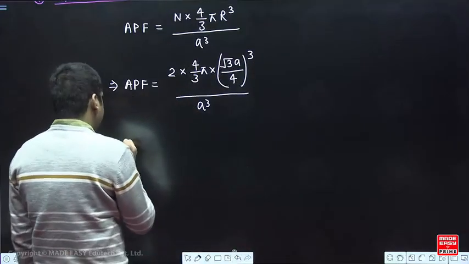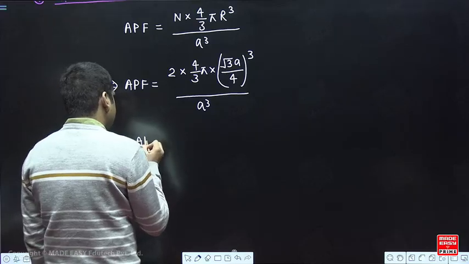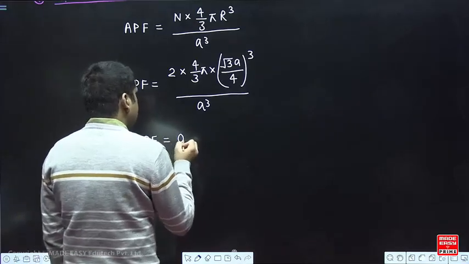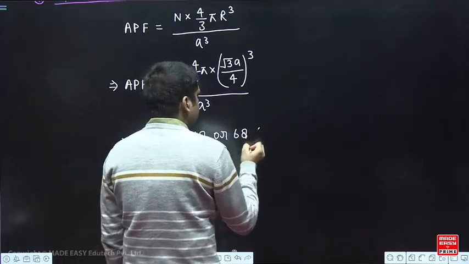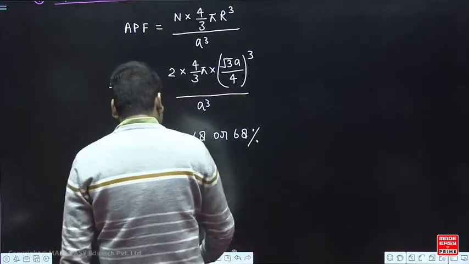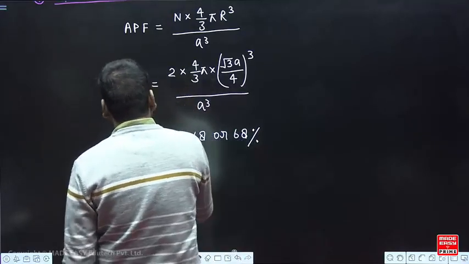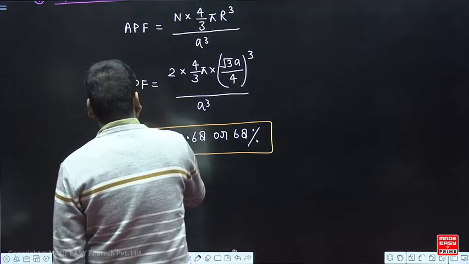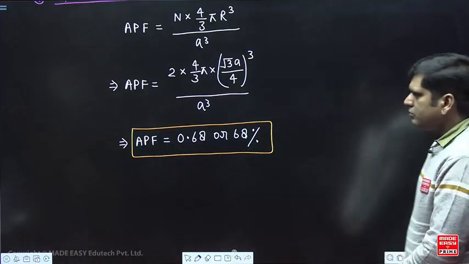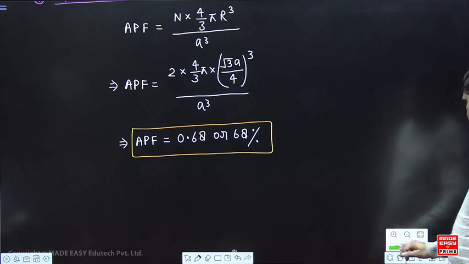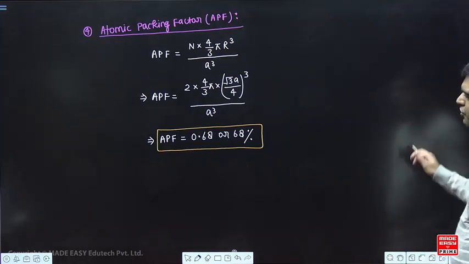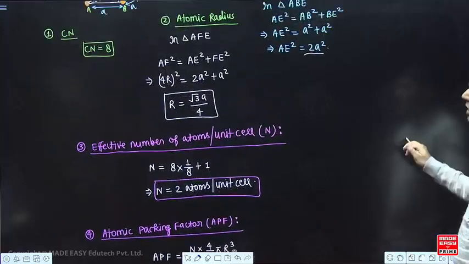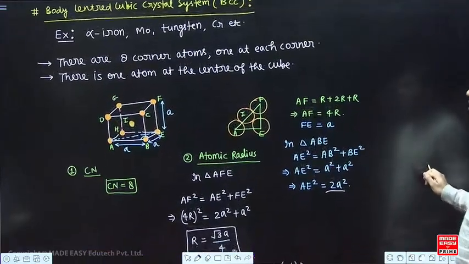So APF is equal to 0.68 or 68%. This is APF. It means it is more packed than simple cubic. Here 68% of the volume is occupied by the atoms. So this is all about BCC.